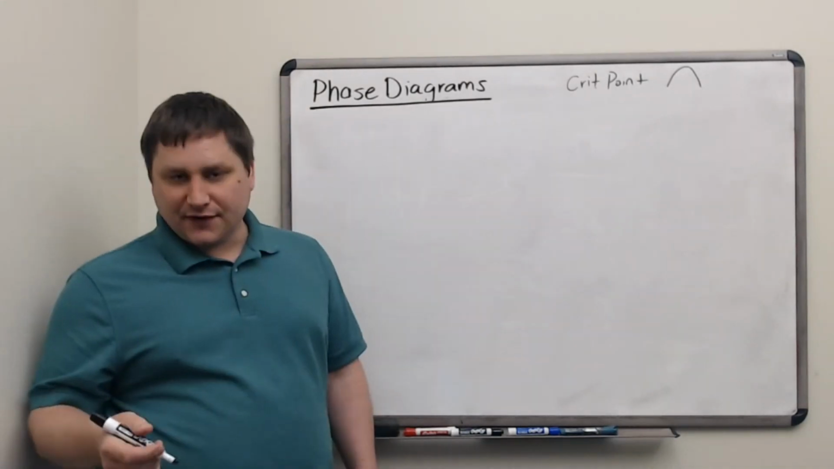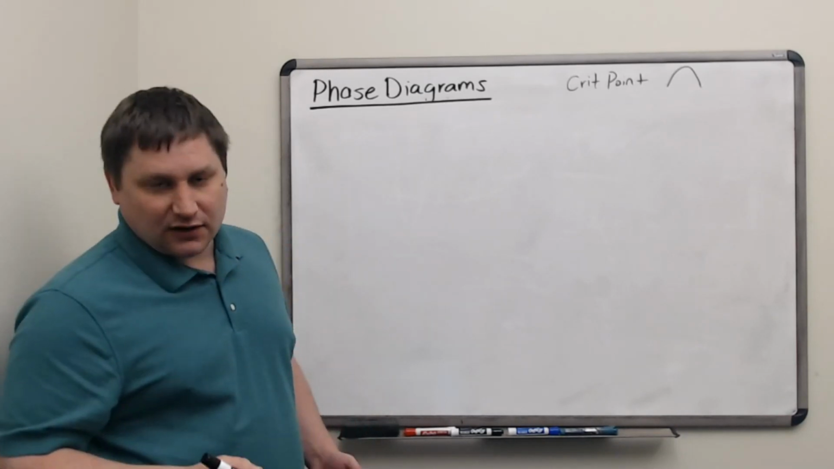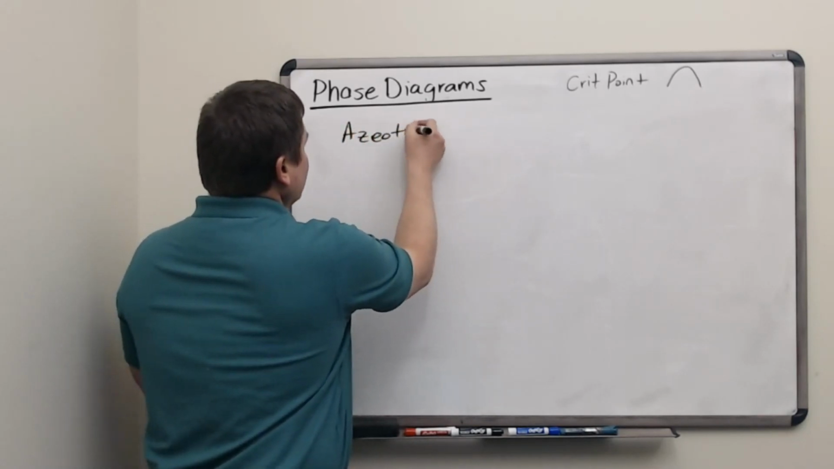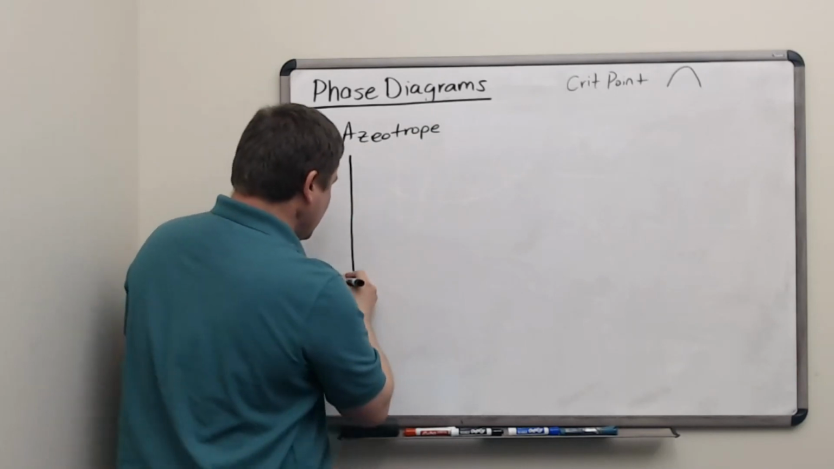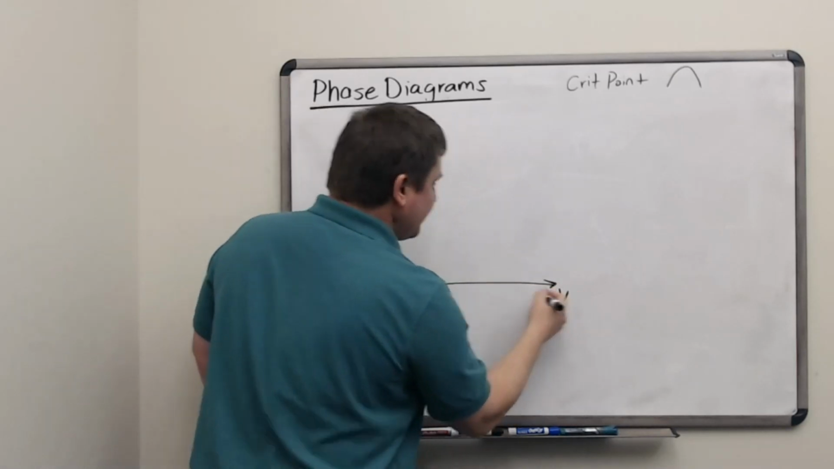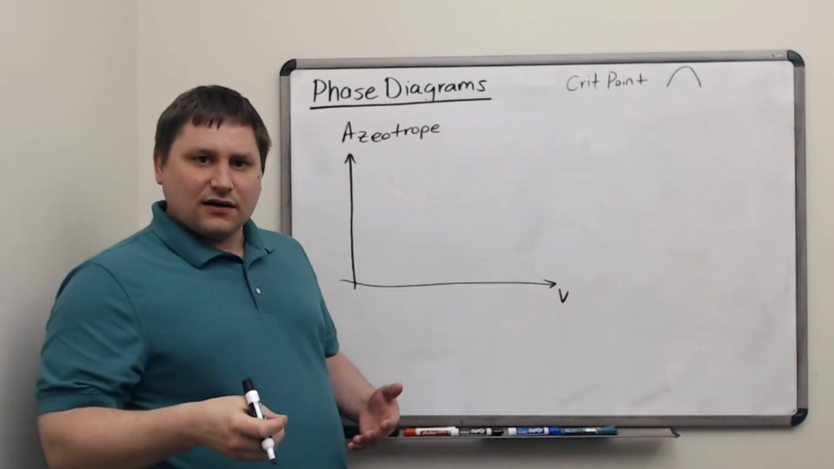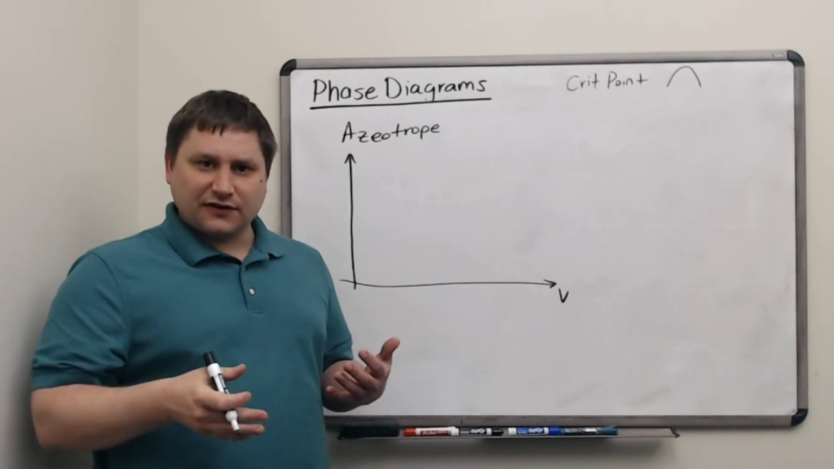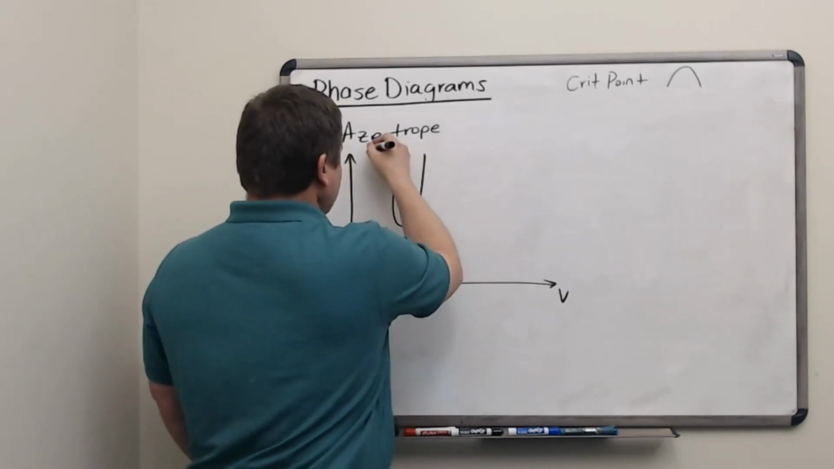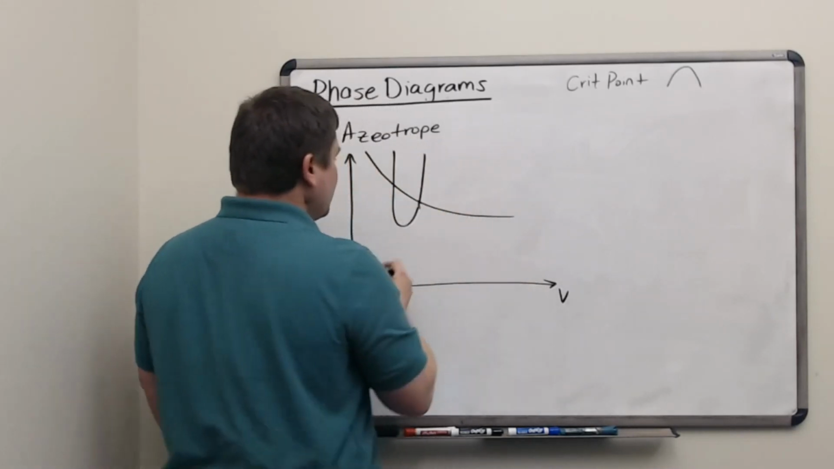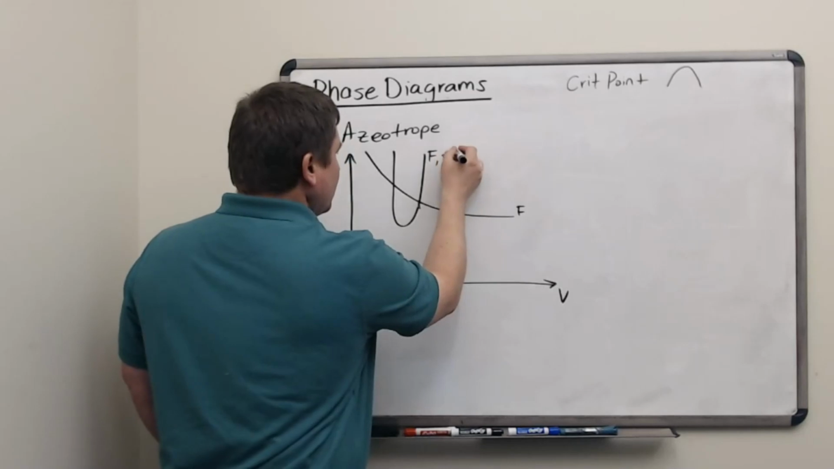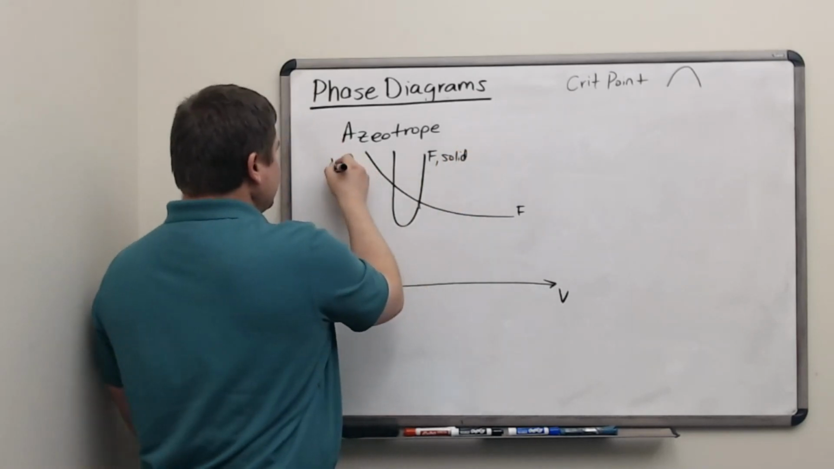The second type of behavior on a phase diagram that we might encounter is called an azeotrope. An azeotrope occurs when we have two different phases that each have their own function for a free energy. So we have something that looks like there are two curves for a free energy. How might we get these, you ask?